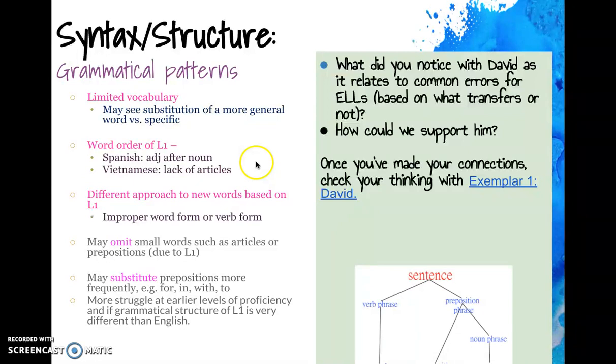Probably the biggest support that would benefit David is that overall need for more oral language practice so that he can internalize the syntactical structures of more complex English. That will then make it easier for him to read more complex English.